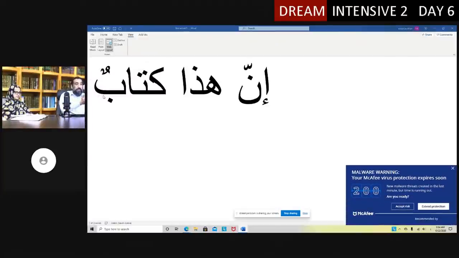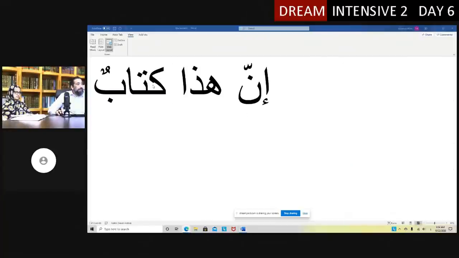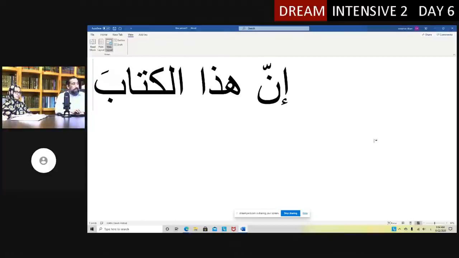If I could make this a musharun ilayh, like al kitab, then I would say inna hadha al kitaba. Now I would match it. Because if it's not a musharun ilayh, there's no reason to match it. And you will find in the Quran, when it's not a musharun ilayh, you're not matching it. And what happens when you don't have a musharun ilayh, you put an is in between.